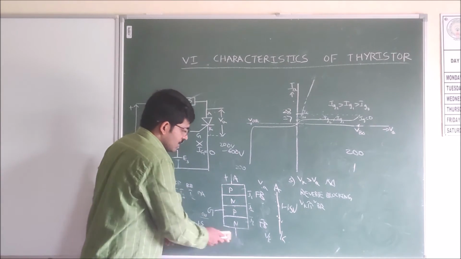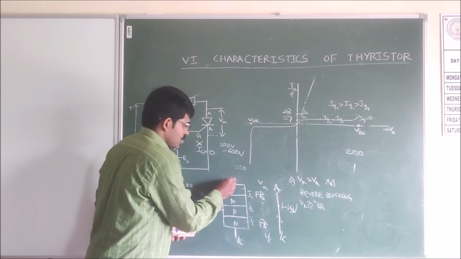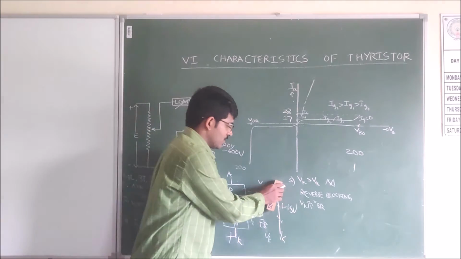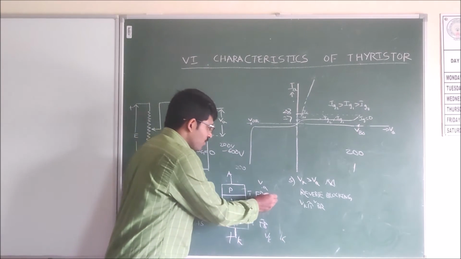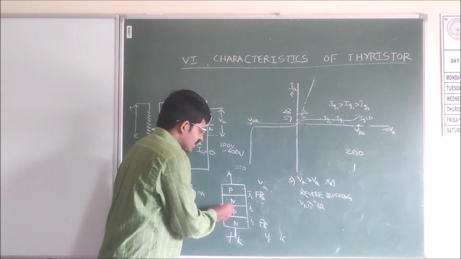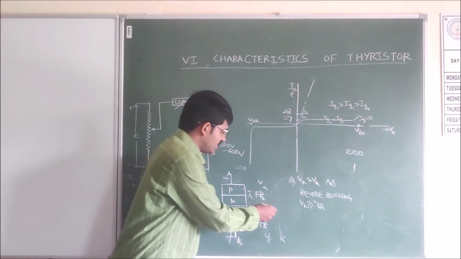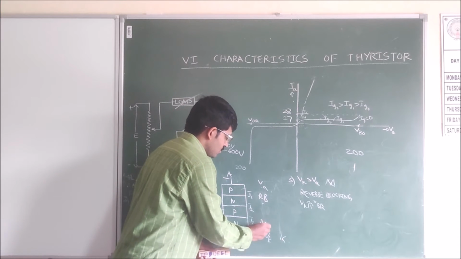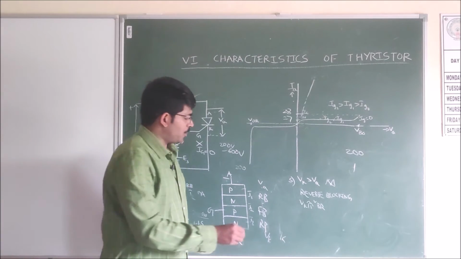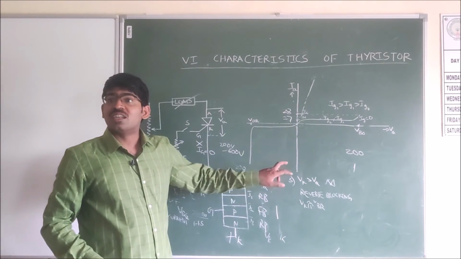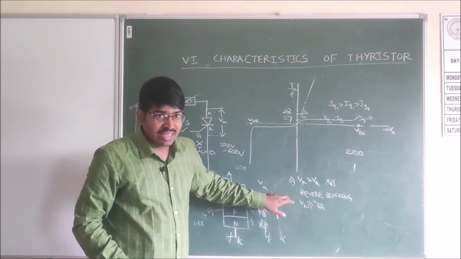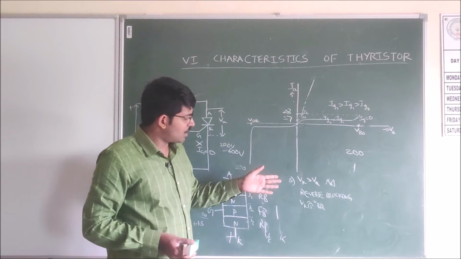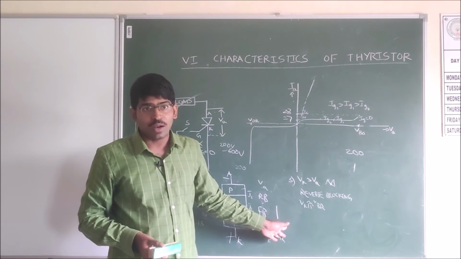Now in the second case, when we give the positive voltage to the cathode, what happens? J1 will be reverse biased because the anode is negative, and J3 is reverse biased. But J2 is forward biased. Still it is in the off state. But this is called reverse blocking. The previous one we called forward blocking. Now we are calling this reverse blocking.